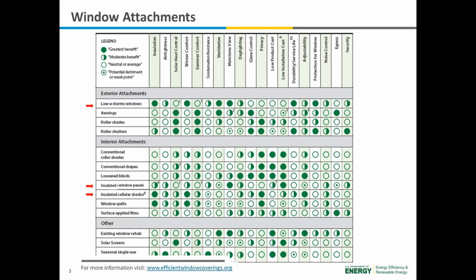On the left, I've highlighted with the red arrow the attachments that we will be talking about today, including exterior low-E storm window attachments. We have a lot of past research and field studies we'll be talking about, and then two interior attachments, these being the insulated window panels and the insulated cellular shades, which were the subject of our lab homes experiments this year.